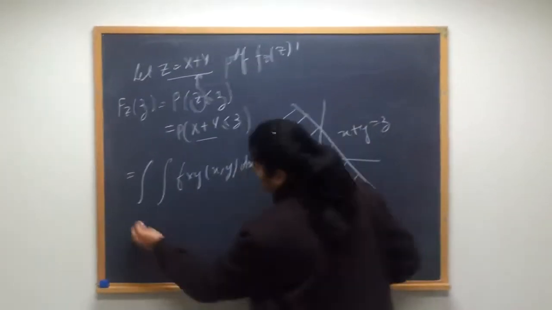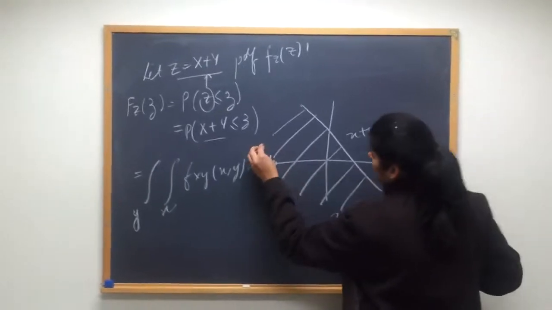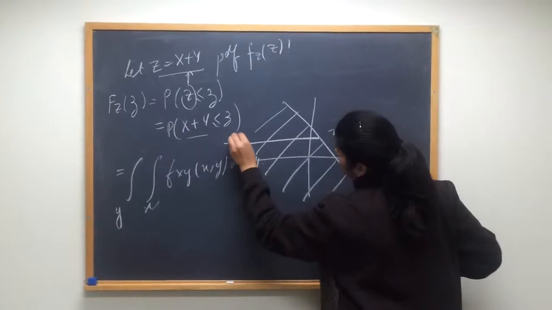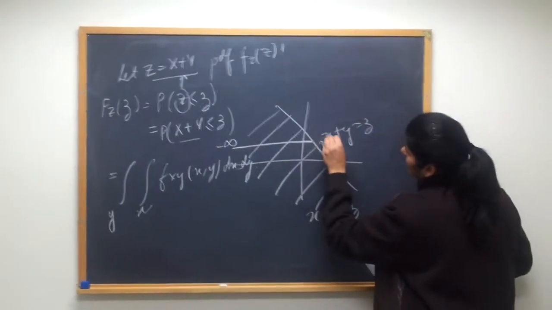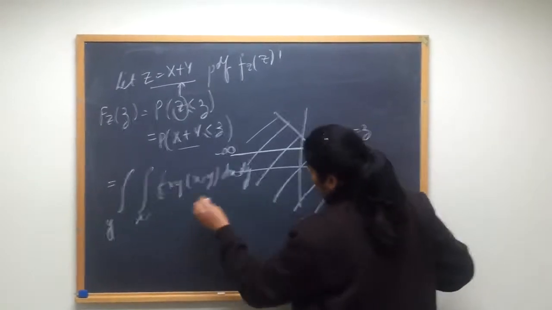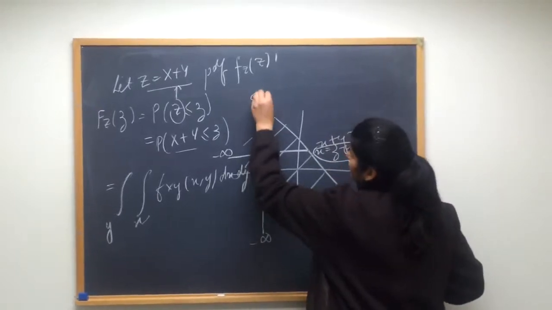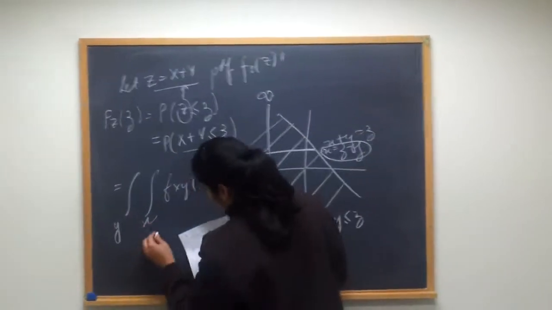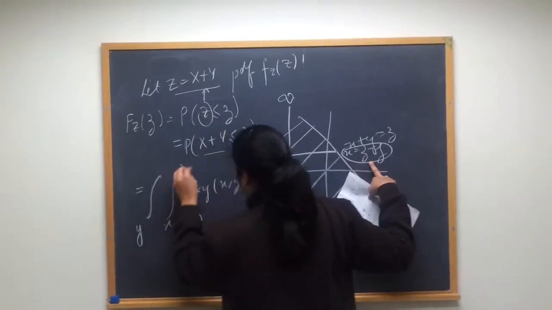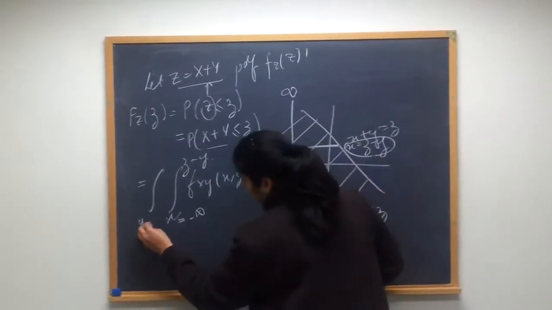Okay, now we have to find the limits of y and x. From the graph, for the limits of x, we take this strip. So this will be from minus infinity to x equal to z minus y. And the limit of y will be from minus infinity to plus infinity. So we put the limits: x from minus infinity to z minus y, and y from minus infinity to plus infinity.